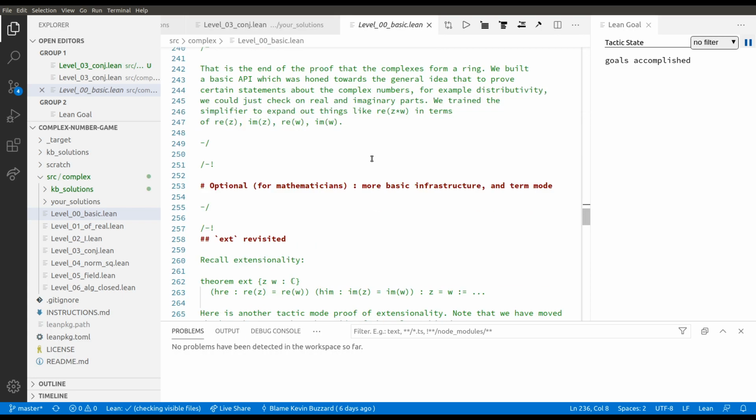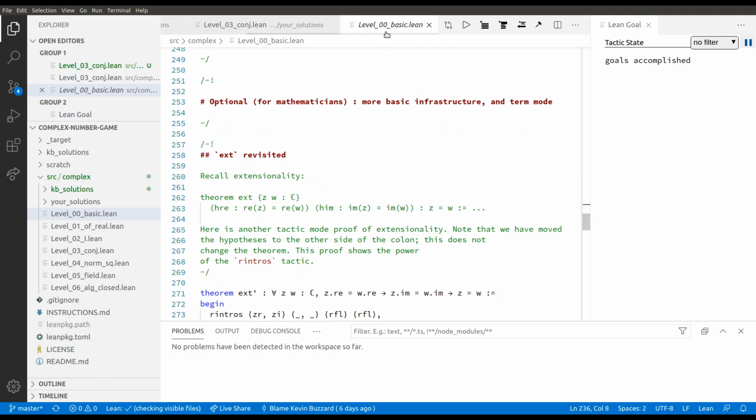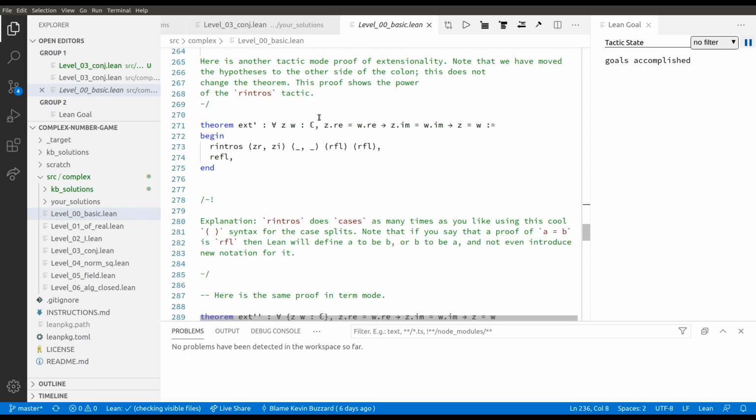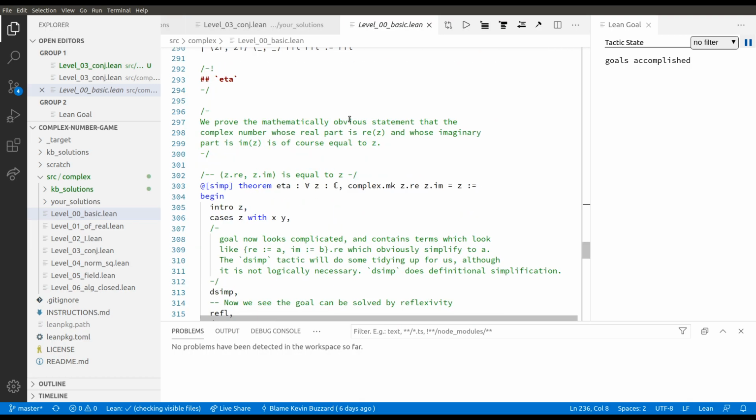And let me just briefly go through some extra stuff at the bottom of this that I didn't live stream last time. But here's some chat about how you can rewrite stuff in term mode. I won't go through this. But I will just remark that there are two other lemmas I proved. The first one is that... I could write that more nicely.